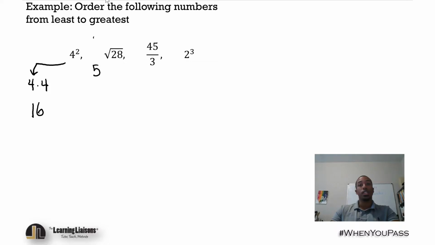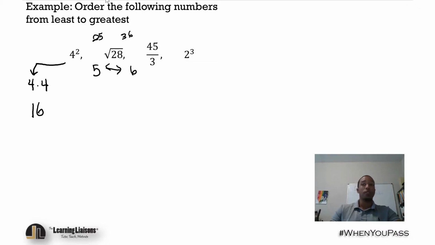The square root of 36, that would be 6. So we know that the square root of 28 lies between 5 and 6. You'll just need to take a mental note of that or write that on your paper as you conduct your practice test. So we'll keep that in mind. It's between 5 and 6.